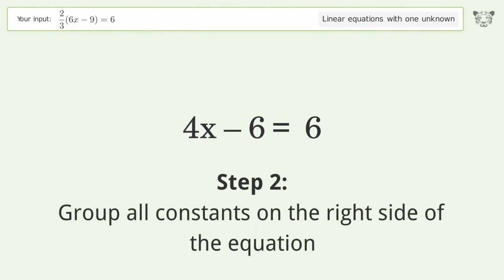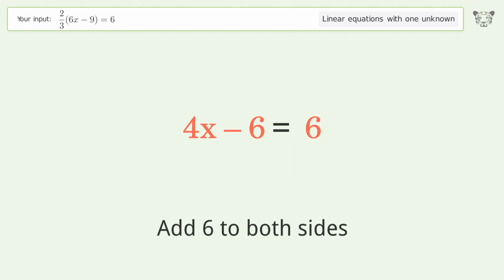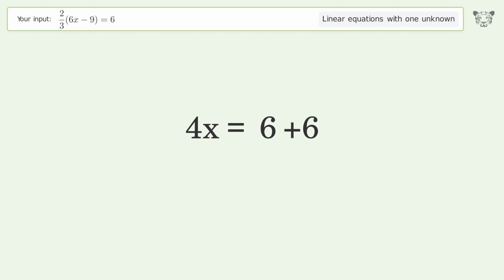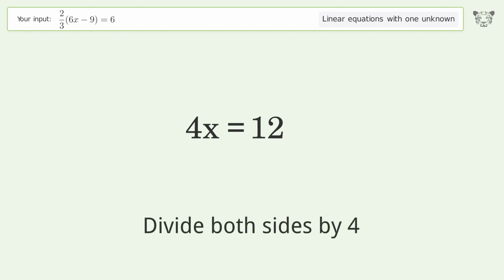Group all constants on the right side of the equation. Add 6 to both sides. Simplify the arithmetic. Isolate the x. Divide both sides by 4.